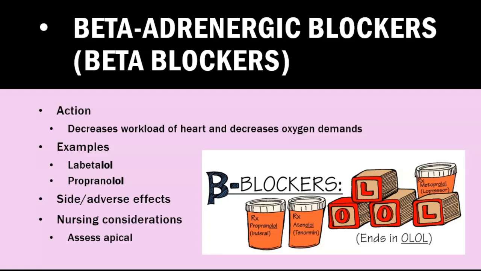Also, rise slowly when sitting up or standing up because of that risk of hypotension. And before administration, every single time before you administer a beta blocker, you want to assess the apical heart rate. And you guys should know exactly how to assess the apical heart rate because you've had that in assessment.